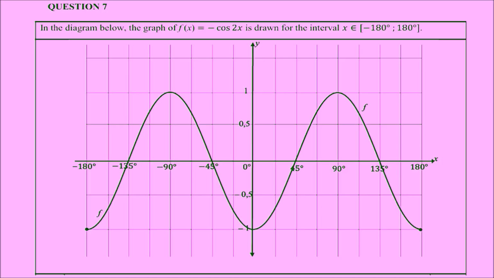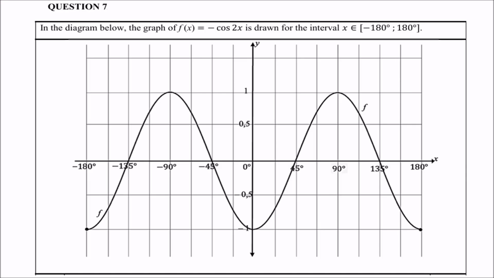Question 7. In the diagram below, the graph of f of x equals negative cos 2x is drawn, and the interval is negative 180 to positive 180. Have a good look at the given function as well as the sketch, because there's two things you must take note of. First of all, it is minus the cos, so you expect the opposite of the cos graph with a positive. Right? And of course, secondly, it is a cos of 2x, not 1x. So we also expect something to happen here. Of course, if it's 2x, the graph should shrink to half its original size.